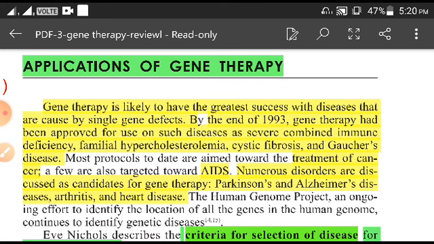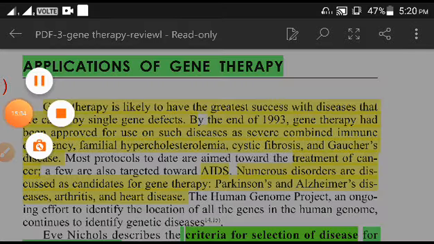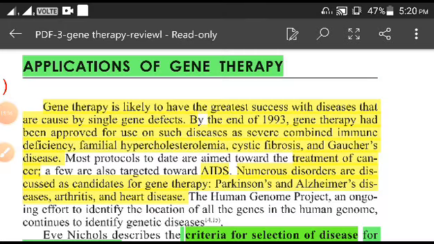By the end of 1993, gene therapy had been approved for use on such diseases as severe combined immune deficiency, familial hypercholesterolemia, cystic fibrosis, and Gaucher's disease. Treatment of cancer and AIDS has also been there. Numerous disorders are discussed as candidates for gene therapy: Parkinson's, Alzheimer's, arthritis, heart diseases. So these are all discussed as conditions that it may also treat one day.